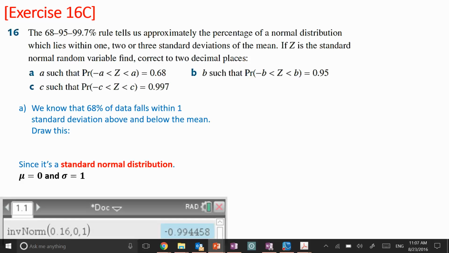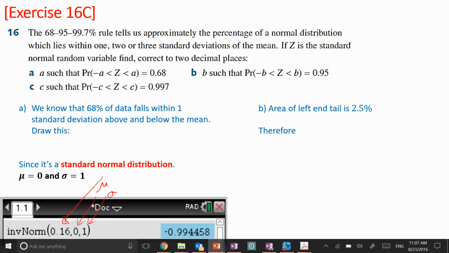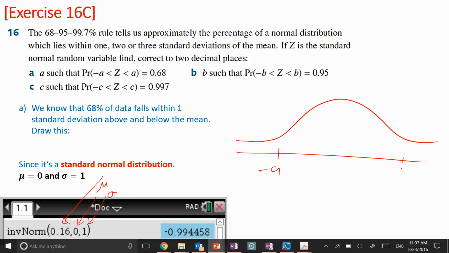Well, you can see what I did here is I just went inverse normal. But I want you to pay attention to the values I've used: 0.16, 0, and 1. 0 is your mean and 1 is your standard deviation. Why did I use 0.16? This goes back to what I was saying yesterday. I drew the picture for you before, and I'll draw it again. I said, this is it. We're trying to find negative A to A.